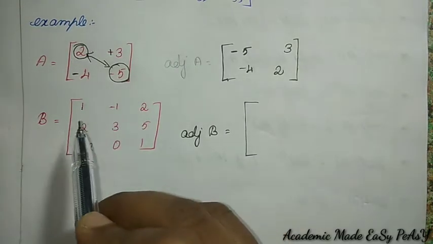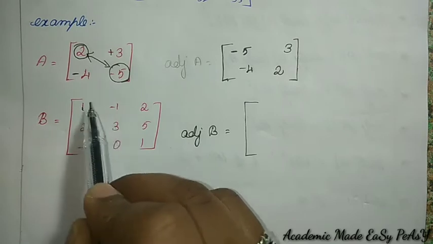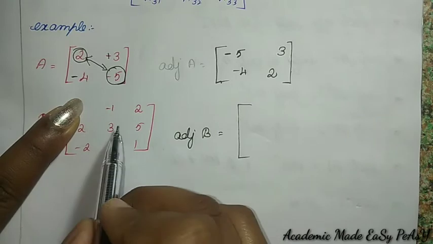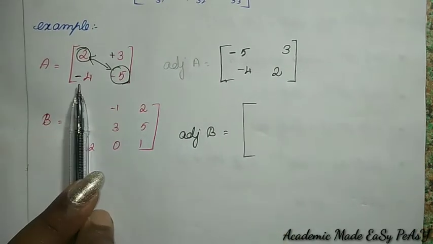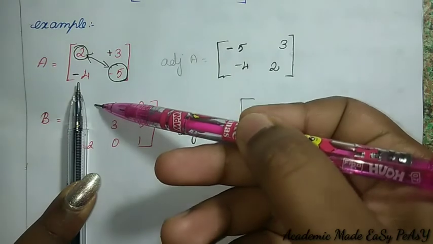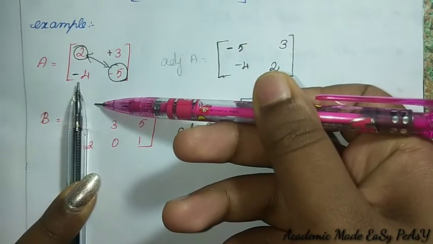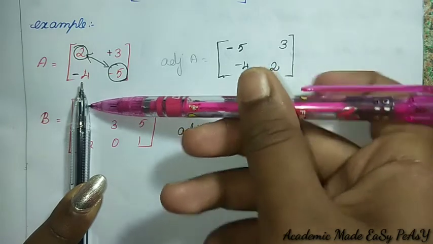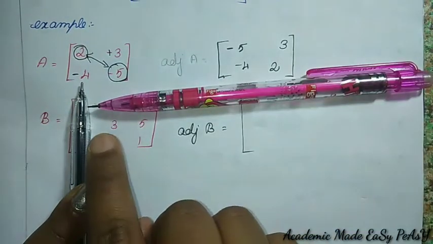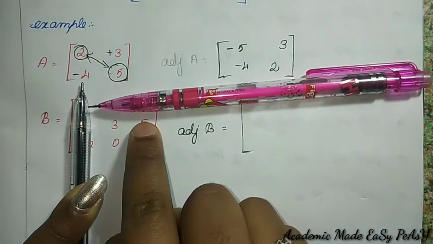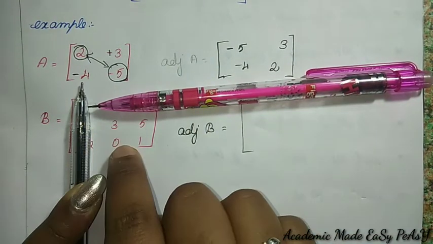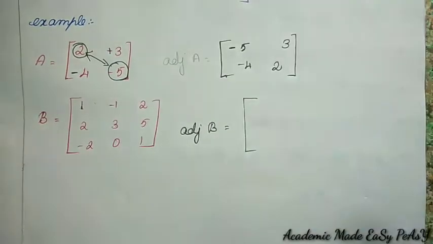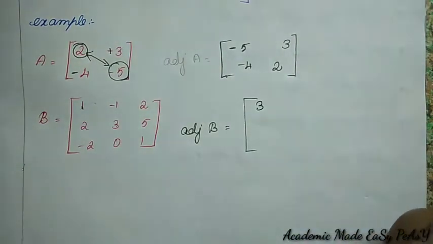Listen here. First I'm going to take this element, so leave out its row and column and consider the rest. I have to cancel out these two, a row and a column. What is remaining is 3, 5, 0, 1. I have to take the determinant of it. 3 into 1 is 3, minus 0 into 5 is 0. So 3 minus 0 is 3 itself. So I will write 3 directly.